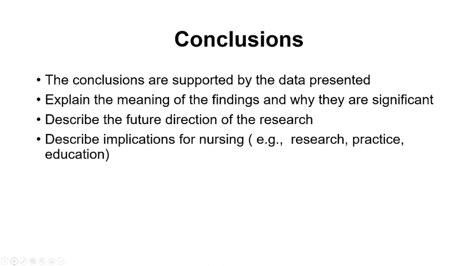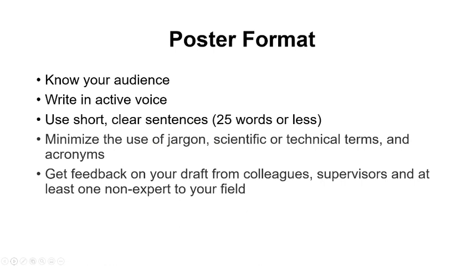The last part we're going to talk about is formatting. Formatting is also a very important aspect to consider when you're developing your academic research poster. So number one, you want to know your audience. You want to write in an active voice. You want to use short, clear sentences. General rule of thumb is about 25 words or less. You want to minimize the use of jargon, scientific or technical terms, and acronyms.